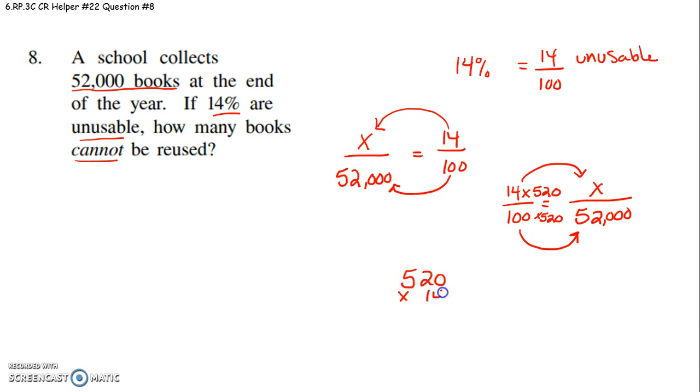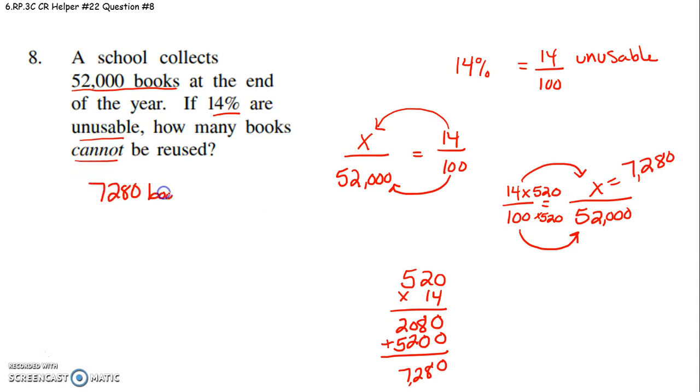520 times 14. 4 times 0 is 0. 4 times 2 is 8. 4 times 5 is 20. Put down a 0 placeholder. 1 times 0 is 0. 1 times 2 is 2. 1 times 5 is 5. Add them up. 0, 8, 2, 7. That tells me that 7,280 books are unusable.